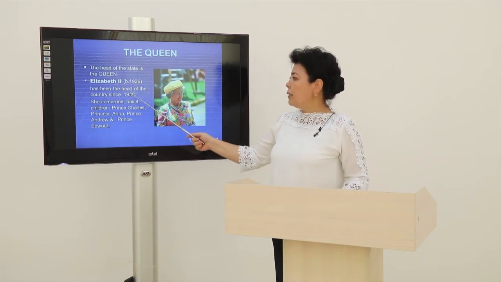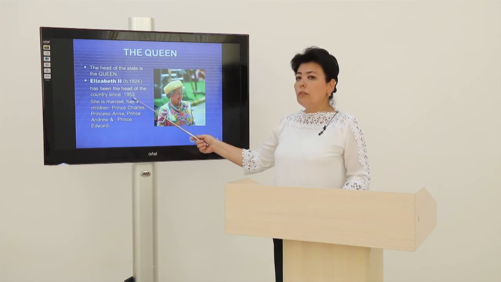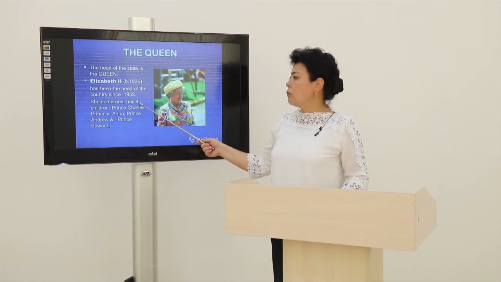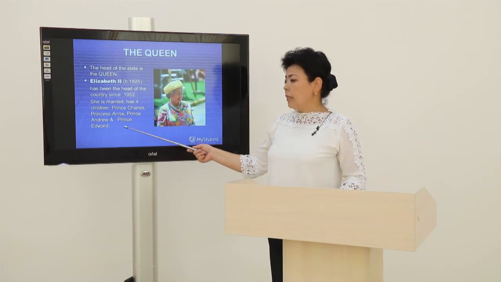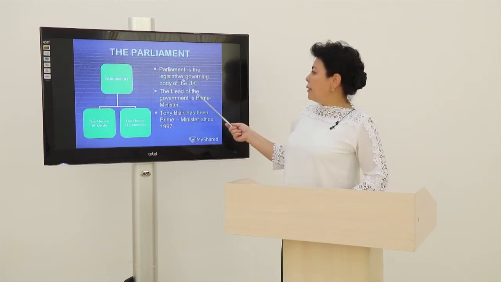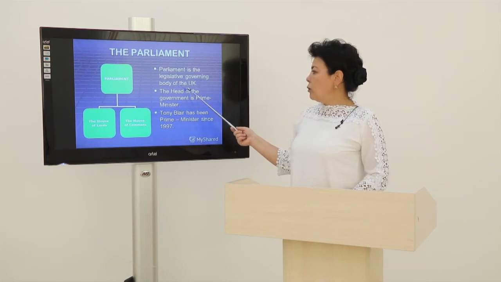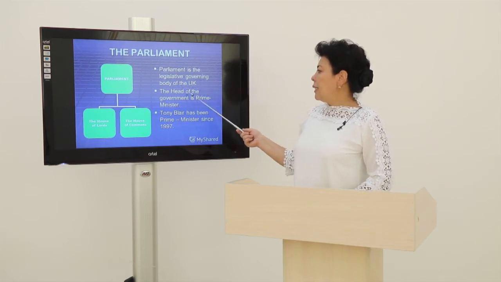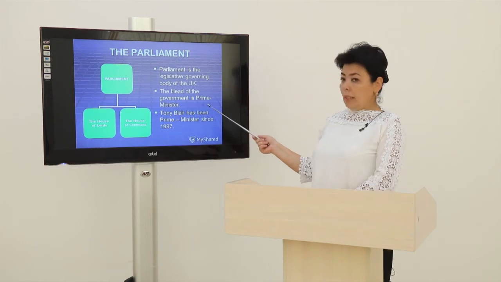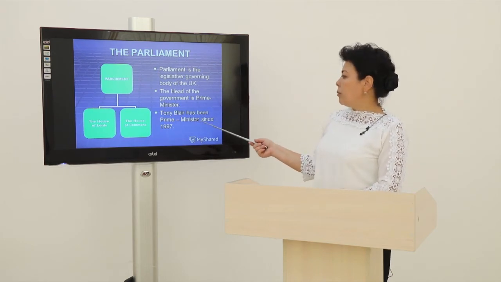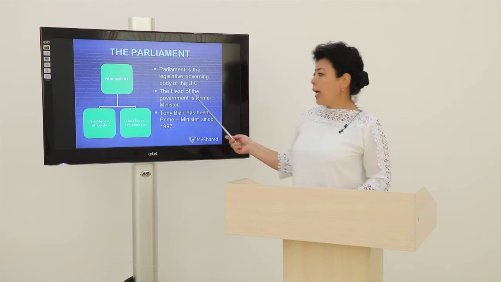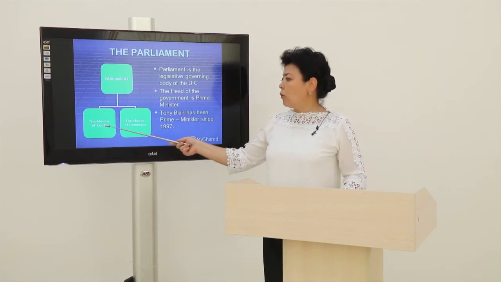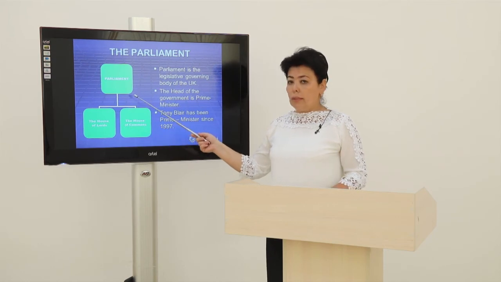Elizabeth II has been the head of the country since 1952. She married, has 4 children, Prince Charles, Prince Anne, Prince Andrew, and Prince Edward. The Parliament is the legislative government body of the United Kingdom. The head of the government is the Prime Minister. Tony Blair has been Prime Minister since 1997. The Parliament consists of 2 parts, the House of Lords and the House of Commons.